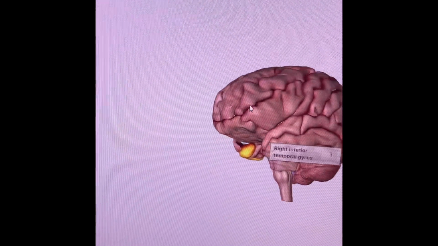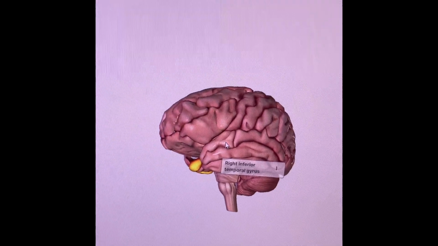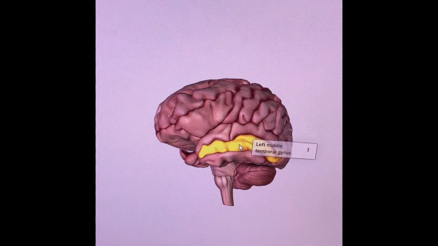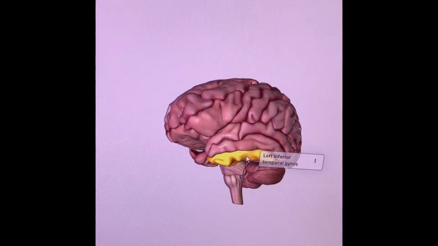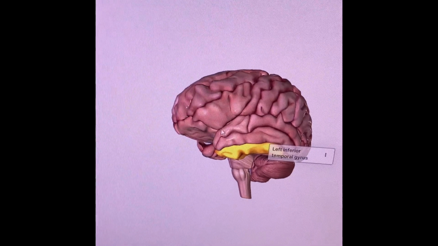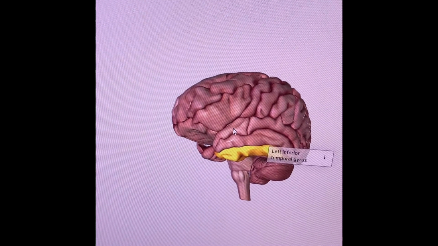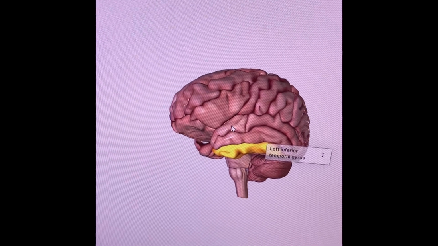You also have the same exact thing on the left side: your anterior, your posterior, your middle, and your inferior. The temporal lobes process auditory information.